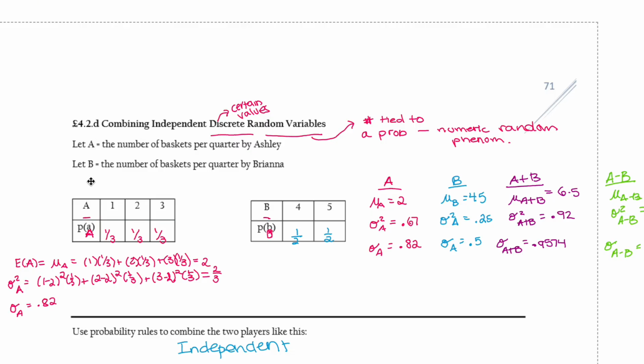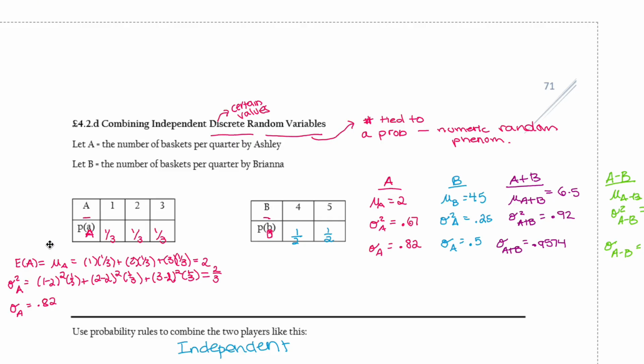So let's use this example to open our class. Let A equal the number of baskets per quarter by Ashley. Let B equal the number of baskets per quarter by Brianna. And let's first fill out the tables right here. So for each number of baskets per quarter, they have 1/3 probability.